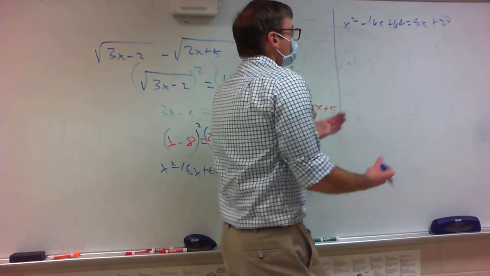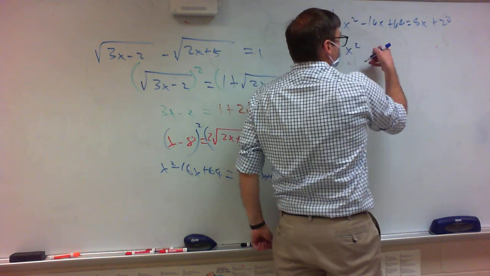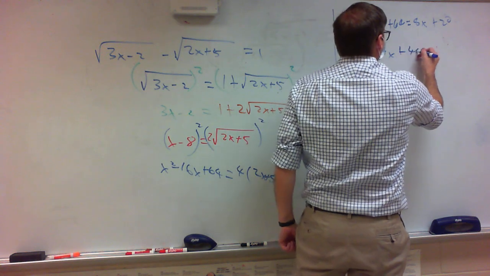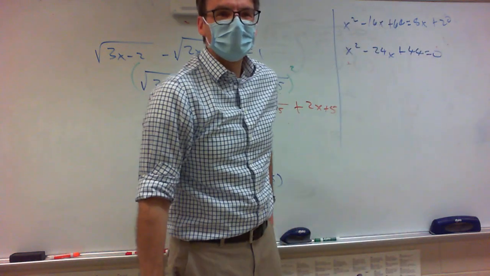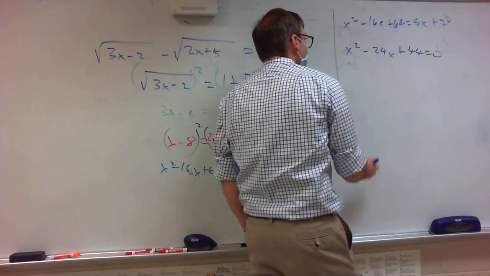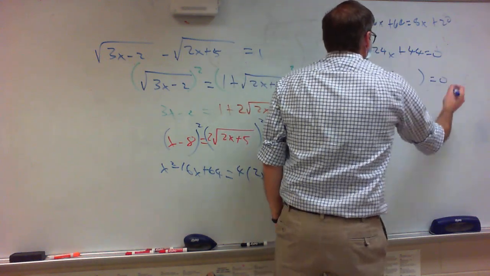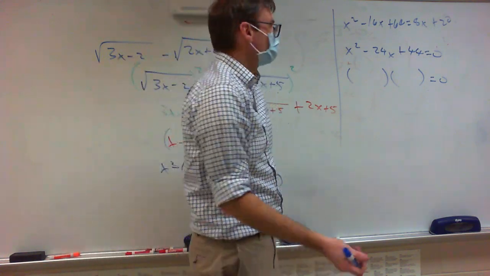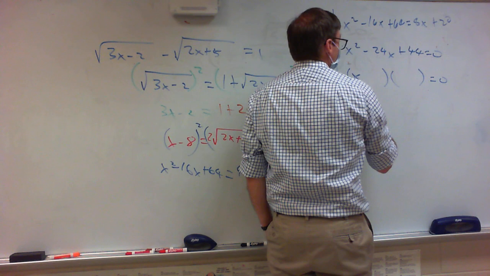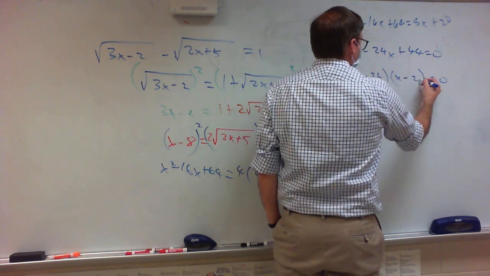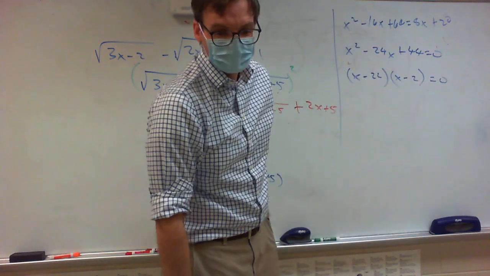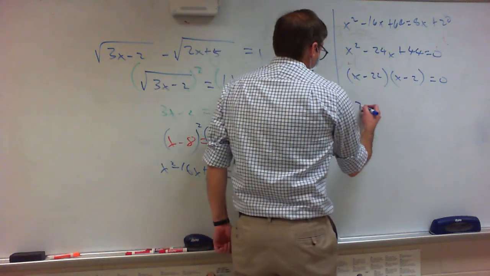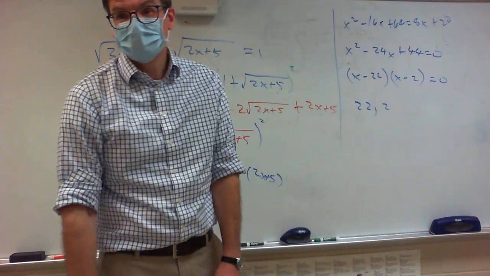Okay. So when I set this equal to 0, that's gonna give me x squared, that minus 24x plus 44. How are you gonna break up 44? 22 and 2. So x minus 22, x minus 2. So what are my answers? 22 and 2, right? Are we done?